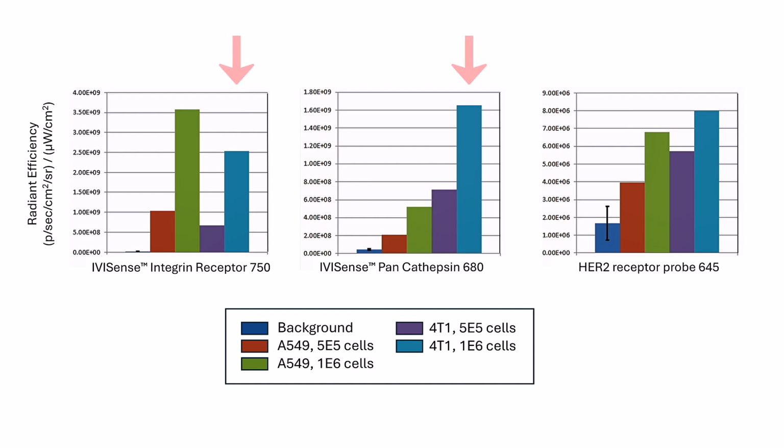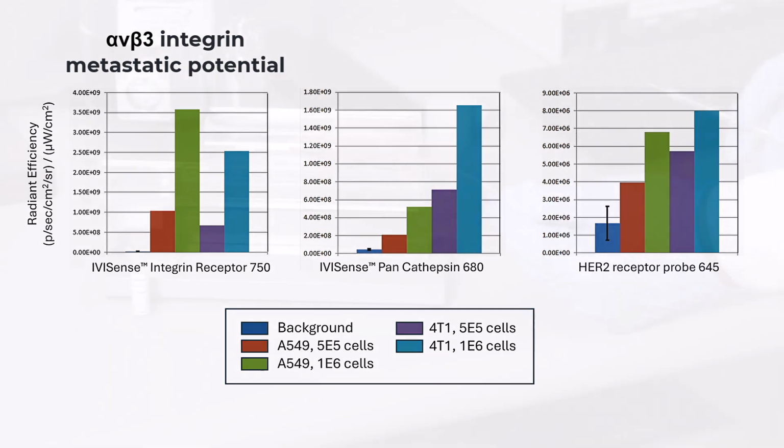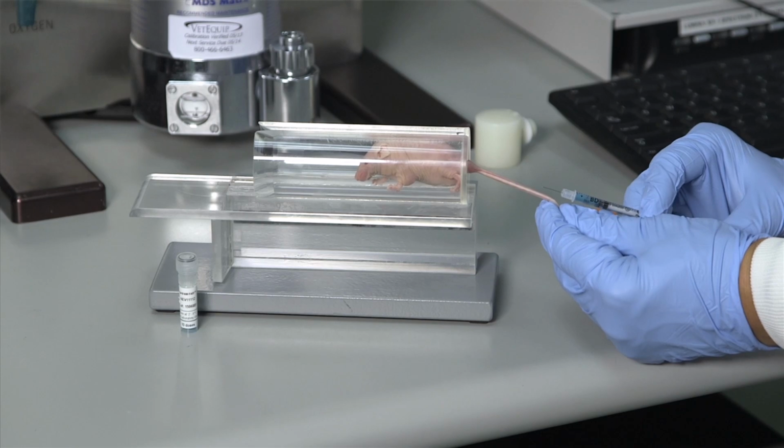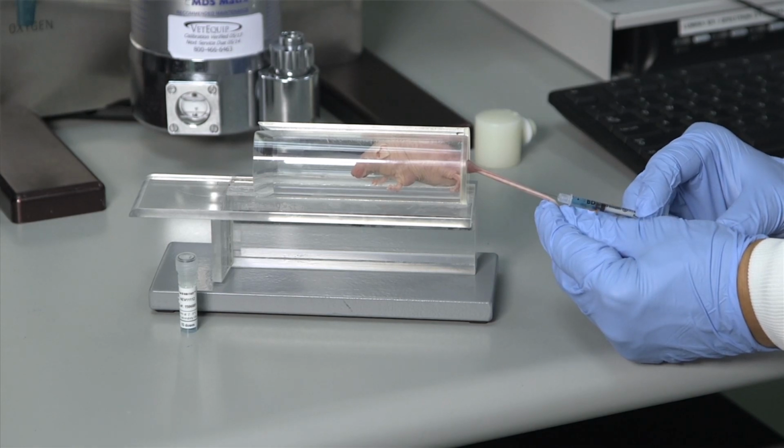Our first near-infrared reporter, Ivisense pan-cathepsin 680, is an activatable agent that detects cathepsin activity within these tumors and is a 680 nanometer imaging agent. Our second probe is Ivisense integrin receptor 750. It is a targeted agent that binds to cell surface alpha-V beta-3 integrins and emits at 750 nanometers. We will inject these agents intravenously through the tail vein and image 24 hours post-injection as suggested in the product datasheets.